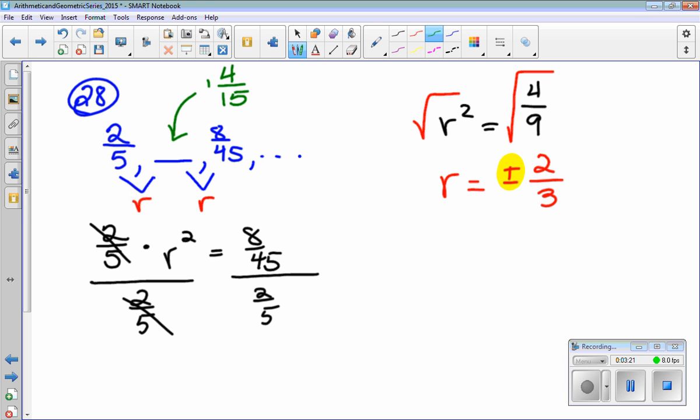Why do I put a plus or a minus? Well, it could be positive or it could be negative. Okay, that's really the only thing you have to worry about. Daniel?